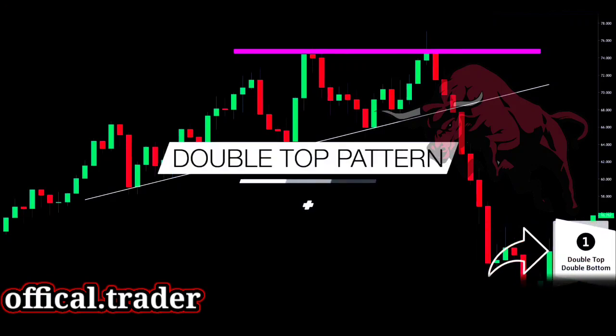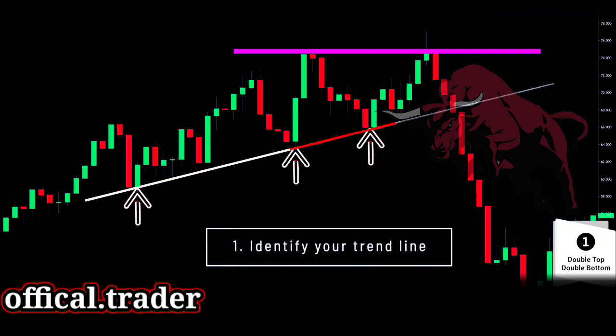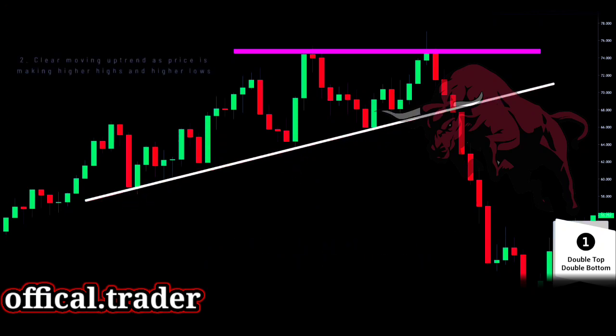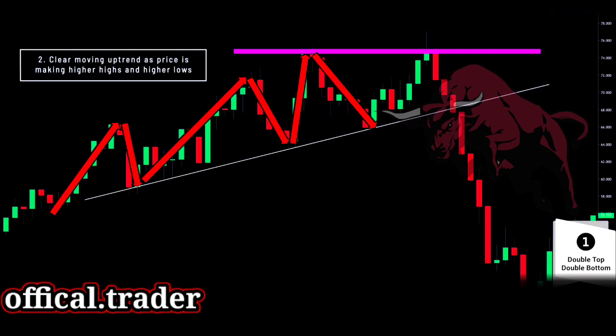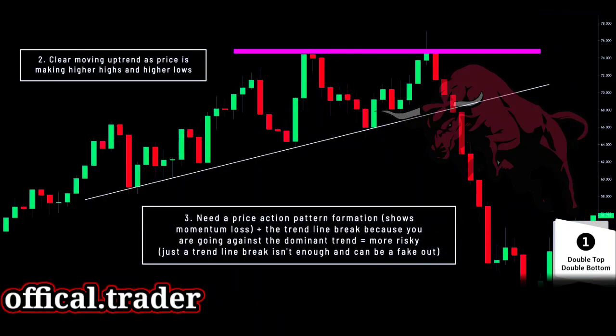trendline break. You first identify your trend line through these points here. Now, this is a clear moving uptrend. And the reason you want to identify a reversal price action pattern right before a trendline break is because you are going against the dominant uptrend. What this means is just a trendline break can often be a fake out. So we like to pair a reversal pattern as an early signal of a possible big picture trend change, but then to pair it with the trendline break as confirmation.